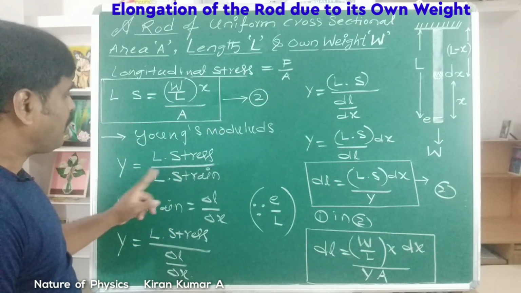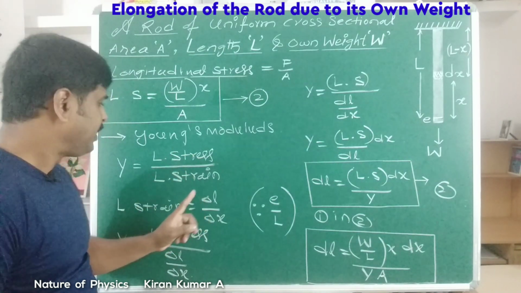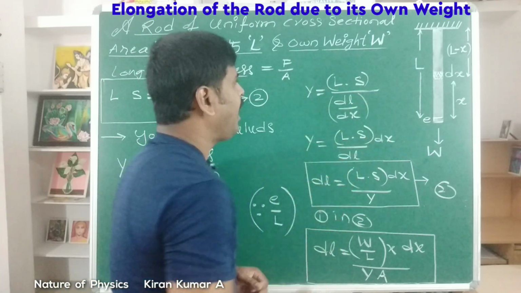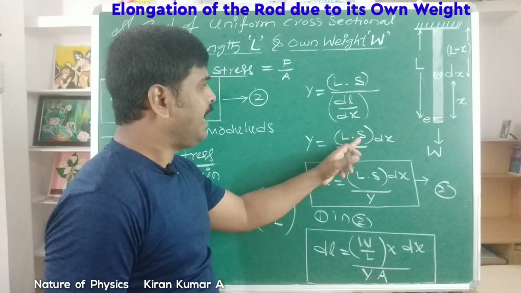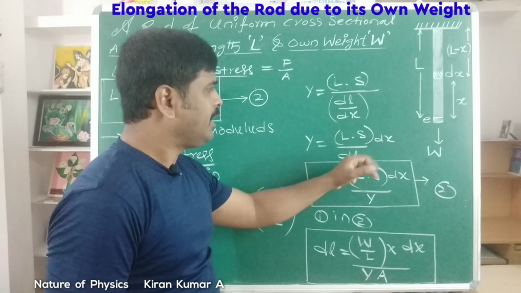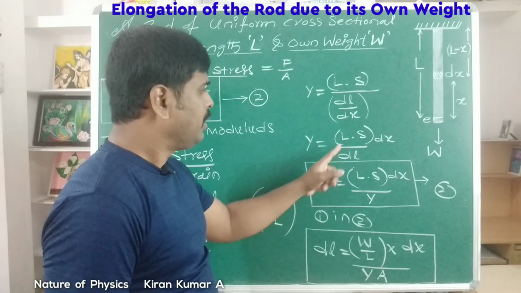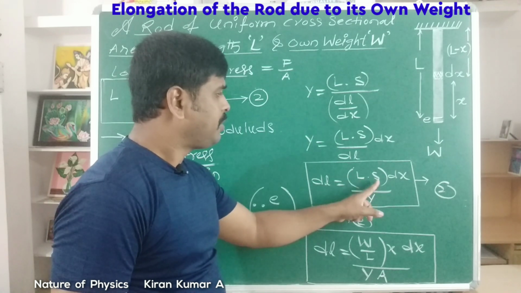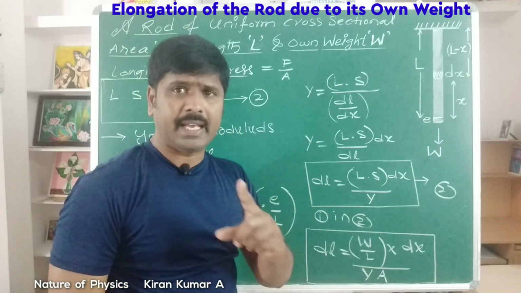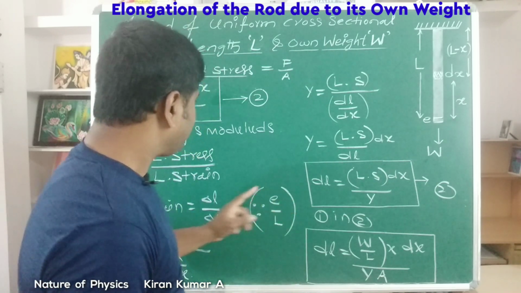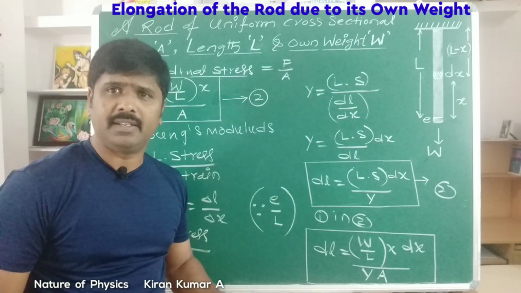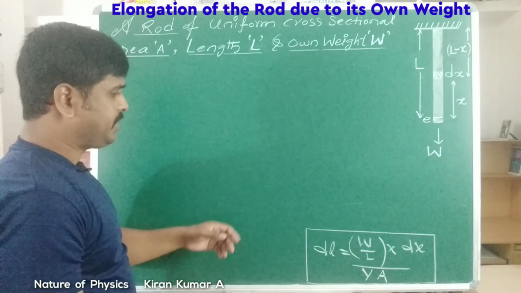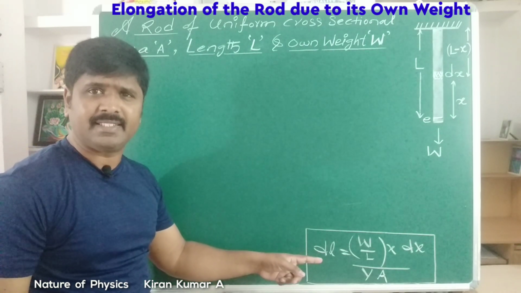And next, Young's modulus is equal to longitudinal stress by longitudinal strain. So longitudinal strain is delta L by delta x with respect to the element we are taking, and Young's modulus is equal to longitudinal stress divided by dl into dx. Now here we can write dl, the elongation, as longitudinal stress into dx divided by Y, taken as equation number 2. Now putting equation 1 in equation 2 we got the dl value. And continuing, now rearranging this equation.